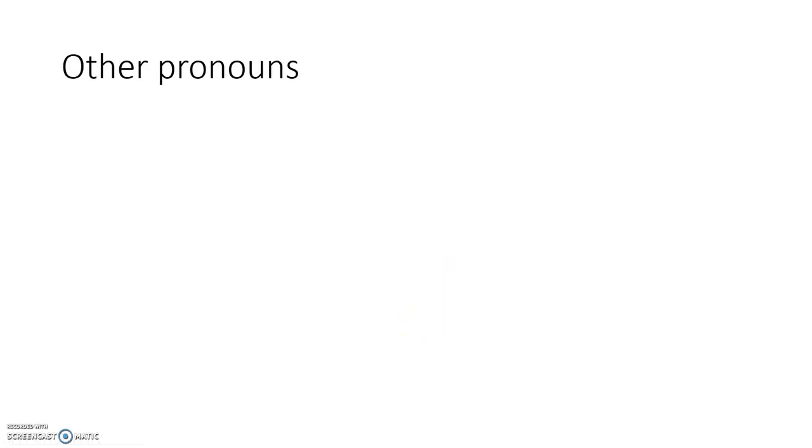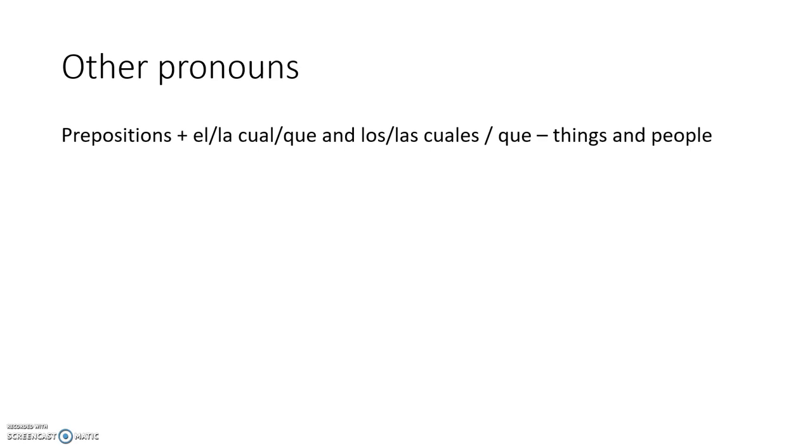If we have ones that are followed by prepositions, so prepositions like in or with or without, then we have to use something slightly different. So we either use el or la cual, or el or la que, or if it's a plural form, los o las cuales, or los o las que. Now the el and the la, or the los and the las, refer back to the noun to which it refers. So we'll have a look at an example in a minute, but if it's a masculine singular one, we'd use el. If it's a feminine one, we'd use la. If it's masculine plural, we'd use los, and if it's feminine plural, we'd use las.